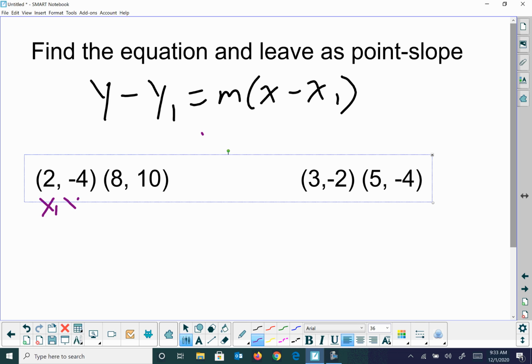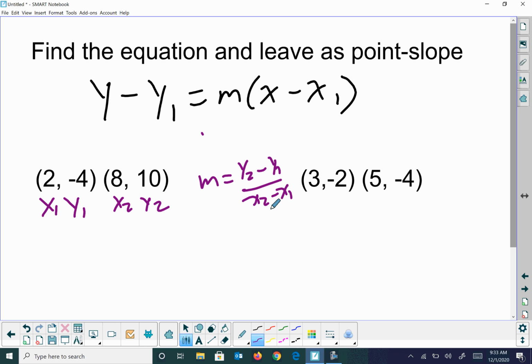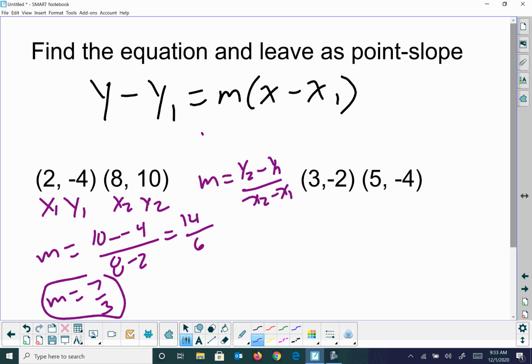So label it x1, y1, x2, y2. Let's find the slope first. Remember, here's our slope equation. So I'm going to have a slope of this first one of 10 minus minus 4, 8 minus 2. 10 minus minus 4 is 14 over 6. Reduce that. So that 2 goes into both, so I get 7 over 3. So there's my slope of that first one.